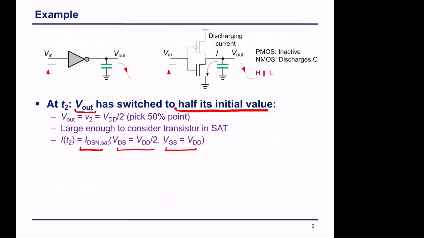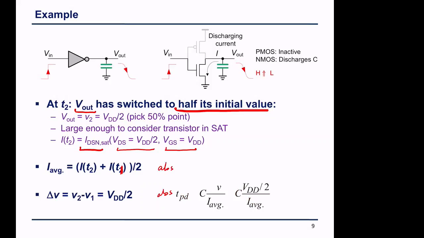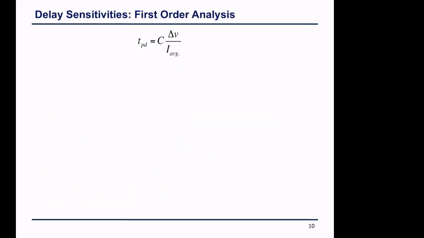Now, if VDD is very large, the chances are the device will be in saturation, and the average current is IT2 plus IT1 over 2, and the delta V, in absolute value as we said, is equal to VDD over 2. And accordingly, the delay will be C delta V over I average, which is C times VDD over 2 over I average.